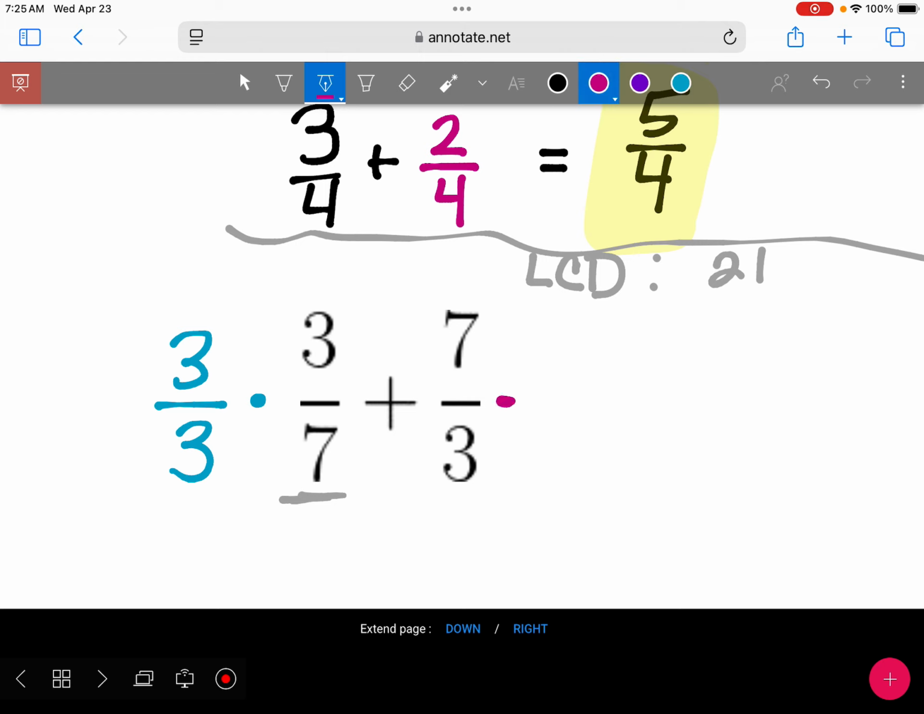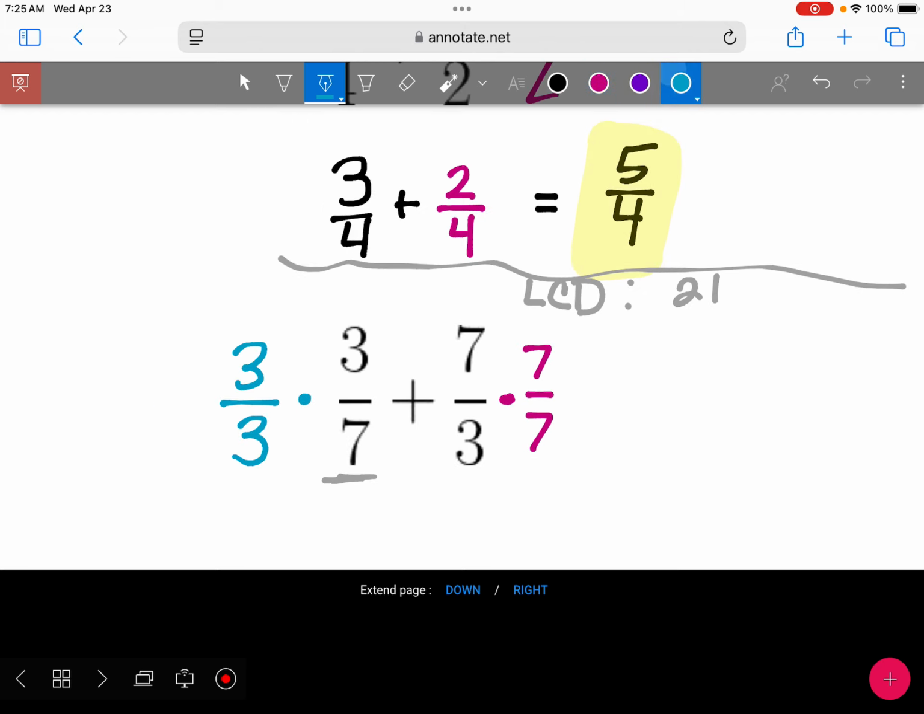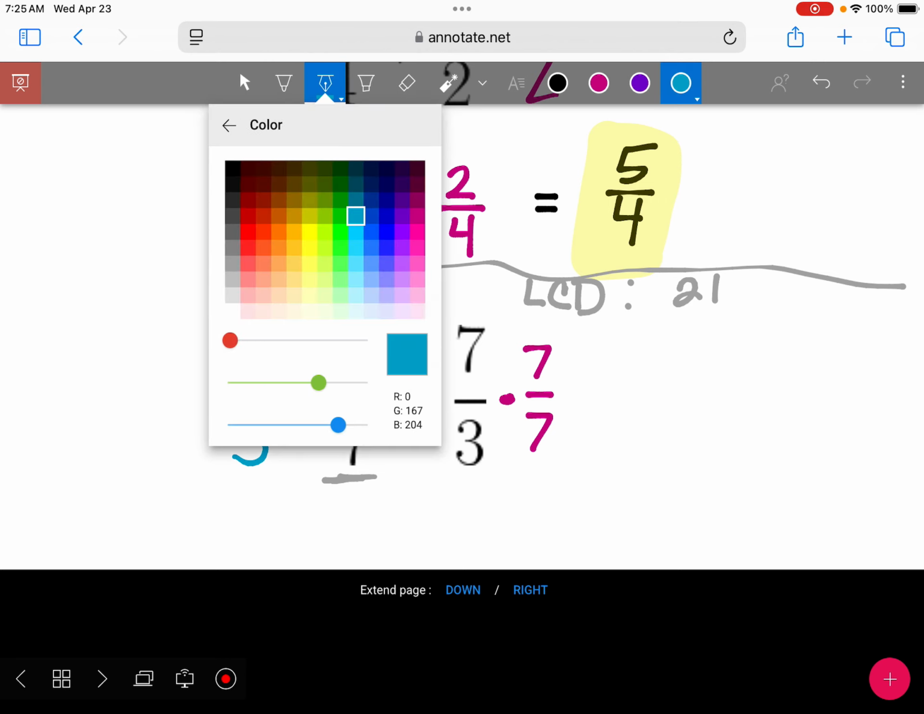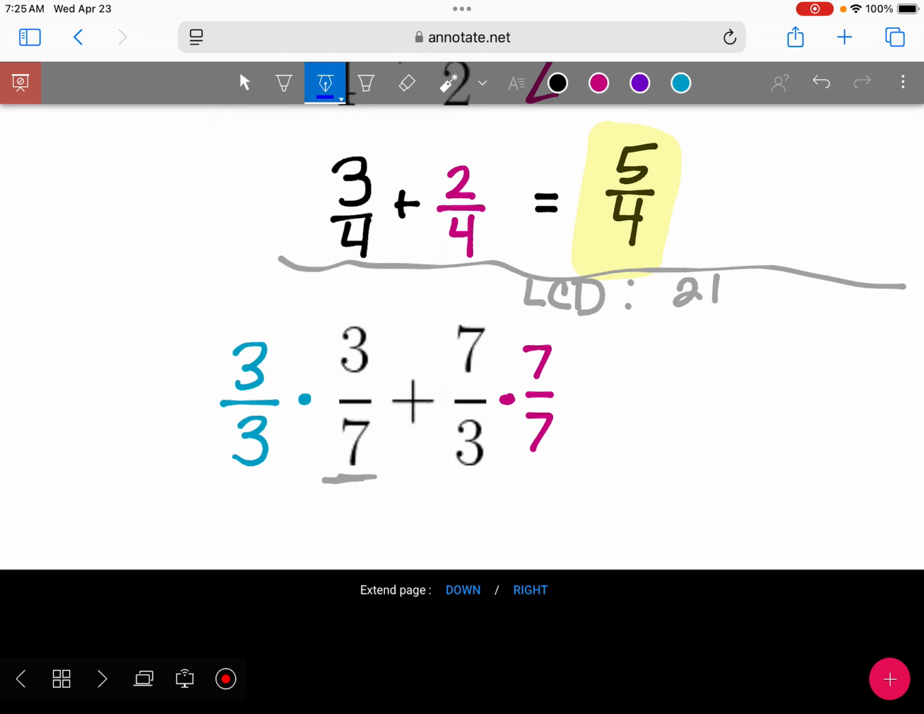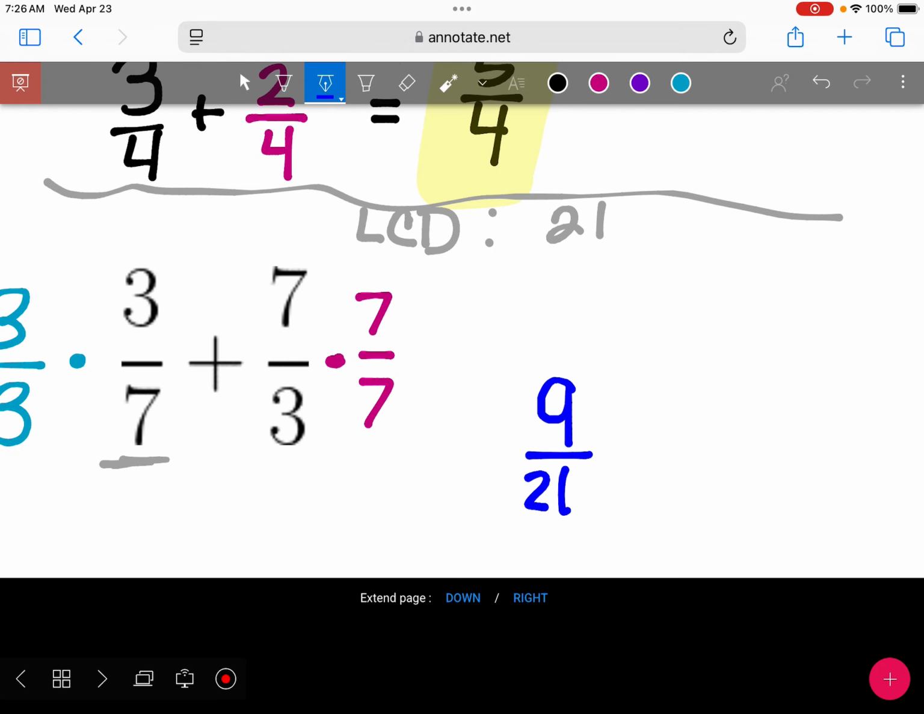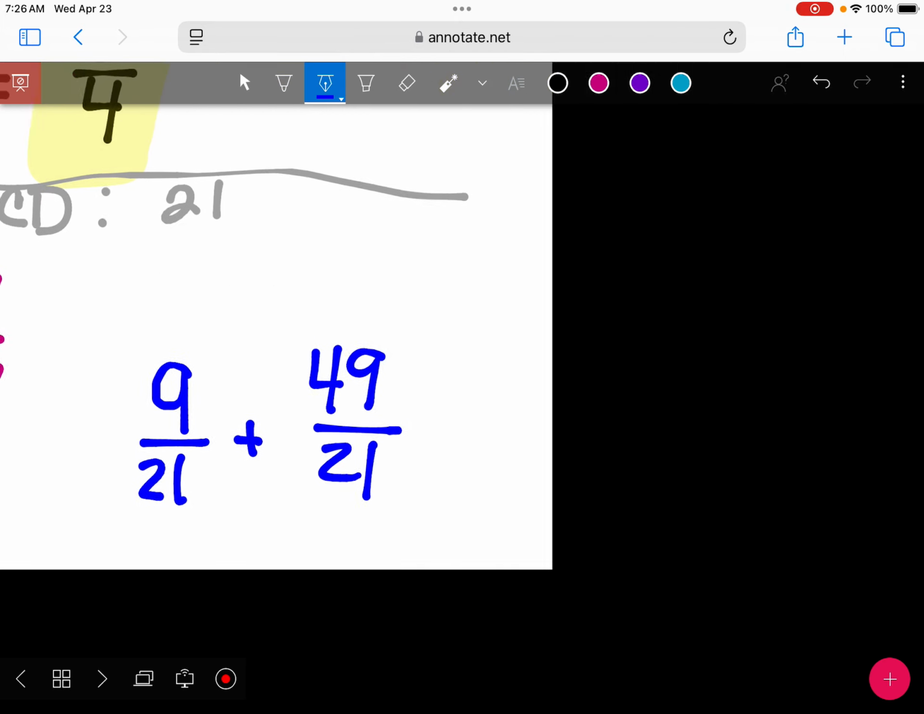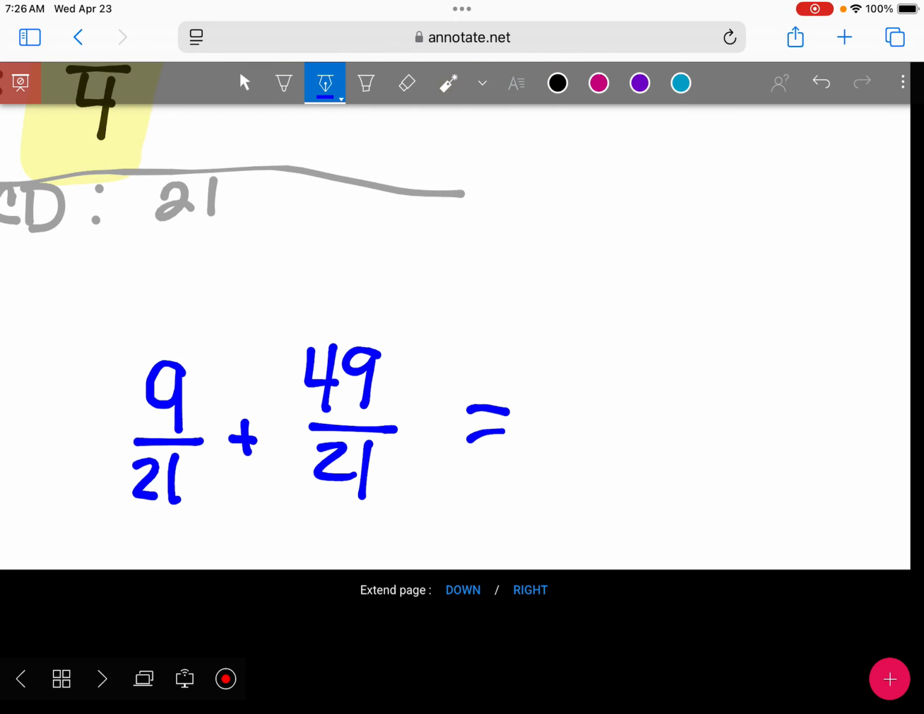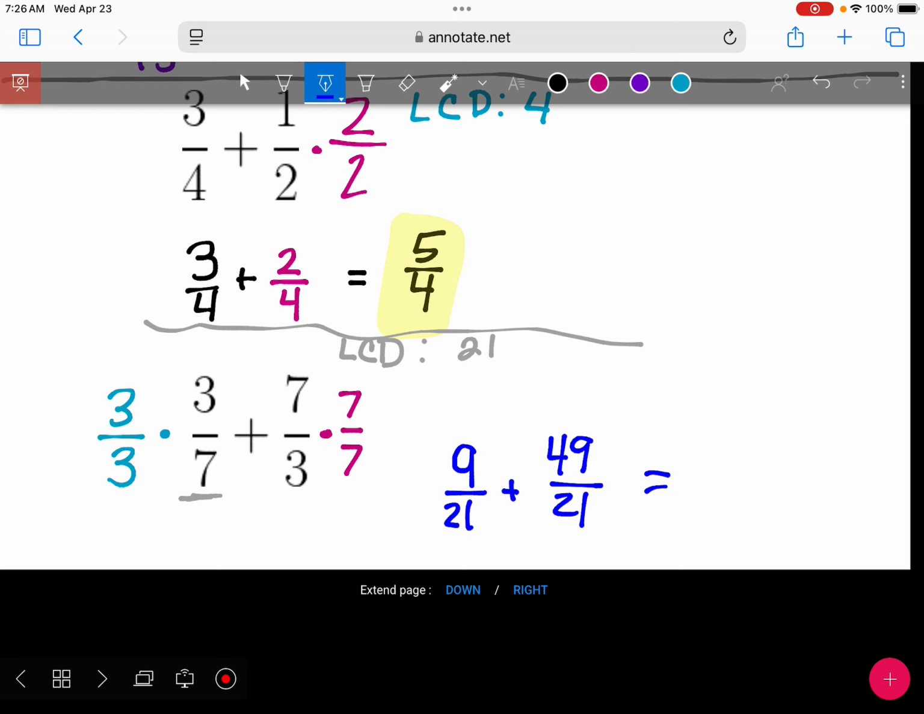So my 7/3, what do we need to multiply that by? 7 over 7. So that's going to give us fractions of 9 over 21 plus 49 over 21. So what's our final answer on this one?